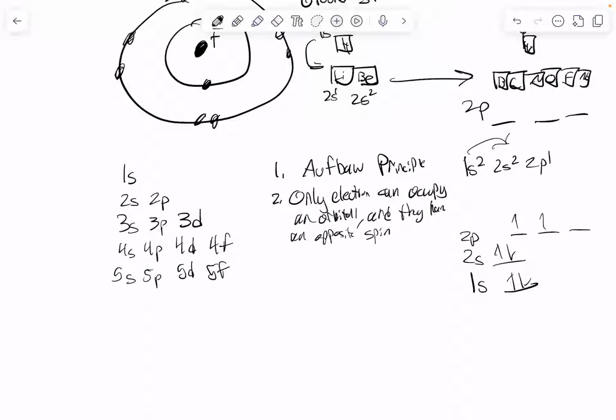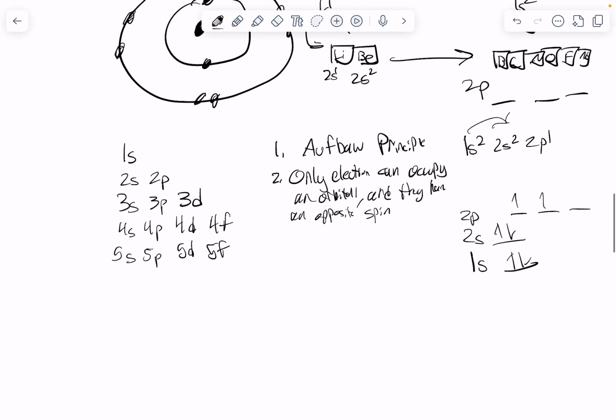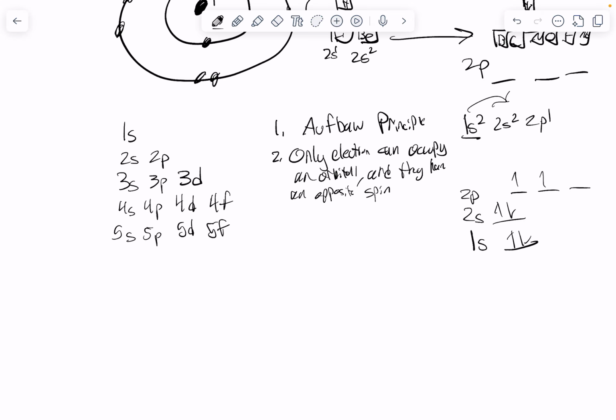So for each of our orbitals, for each of the parts of the orbitals, the electrons can only fill up 1. Okay, and this is called the Pauli exclusion principle. So right now we have to start at the beginning, and each individual space for the electron can only take 2 electrons, and they have to be opposite. All right, and now lastly, the third rule.